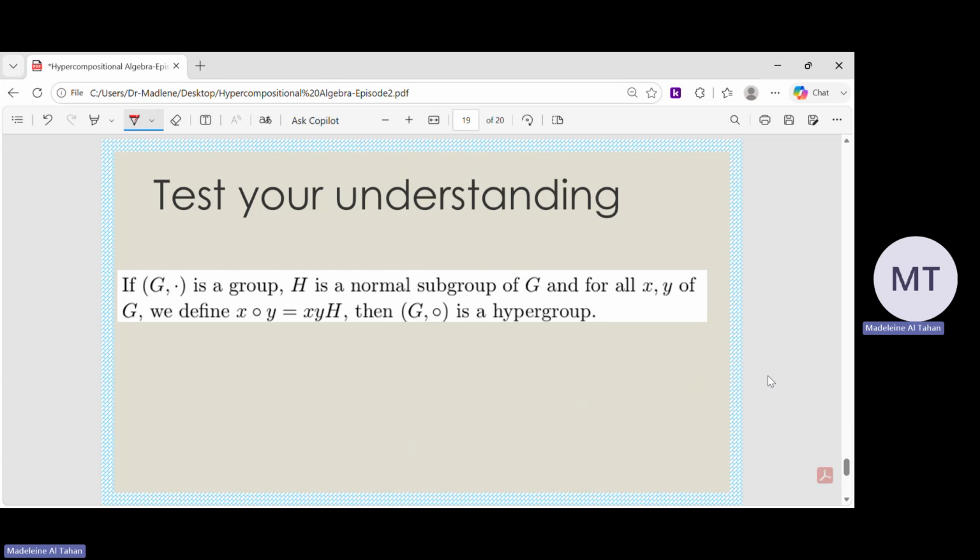Before moving to the next episode, try answering this question. And why did I put this question? Because this was the motivation behind the introduction of hypergroups by Marty. We said in the first episode that if H is a normal subgroup of G, we will arrive at a group. And if it's not a normal subgroup, we'll arrive at a hypergroup. So as an exercise to practice, you can prove that it's a hypergroup. And you can also take a particular example and try to see how this hypergroup will be formed.